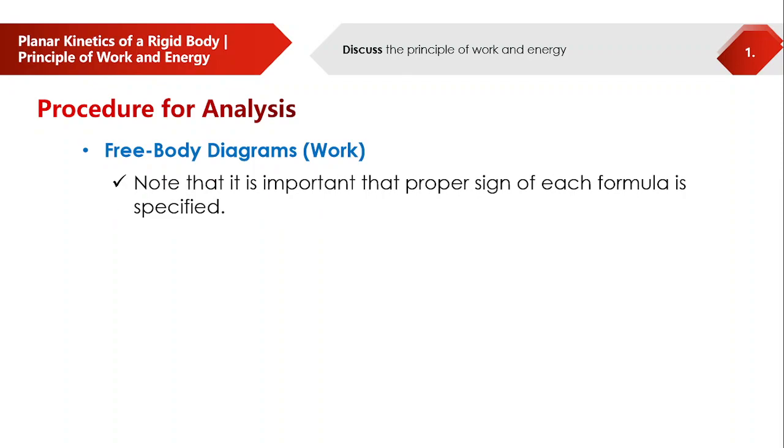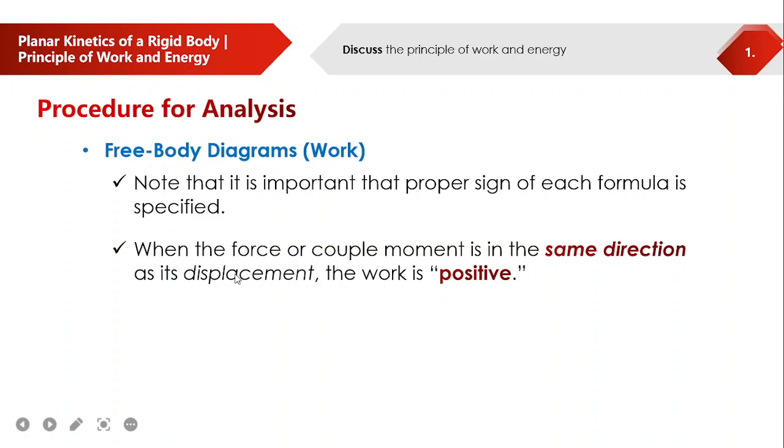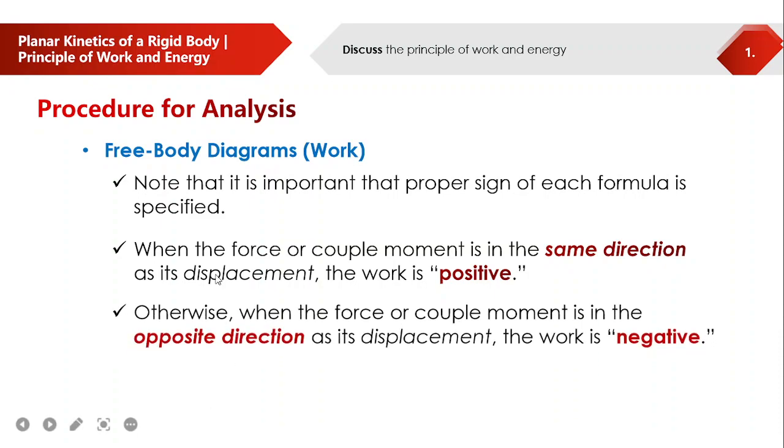So, note that it is important that the proper sign of each formula is specified. When the force or coupled moment is in the same direction as its displacement, the work is positive. We already know that. It's like a rule of thumb: if your force is in the direction of your displacement, your work is positive. Otherwise, when the force or coupled moment is in the opposite direction of its displacement, the work is obviously negative. Okay?